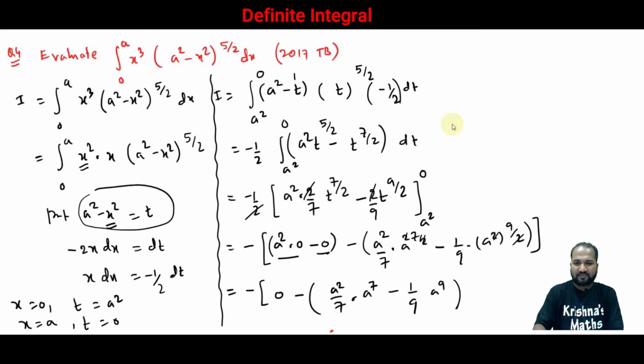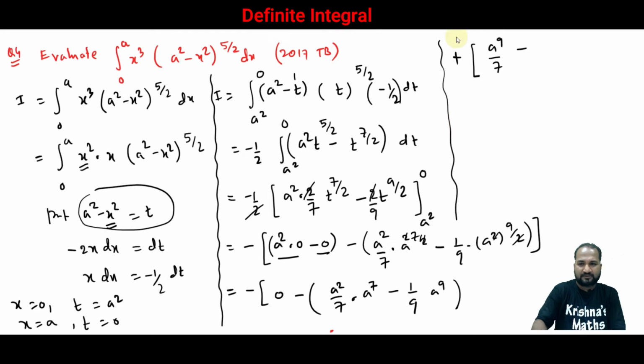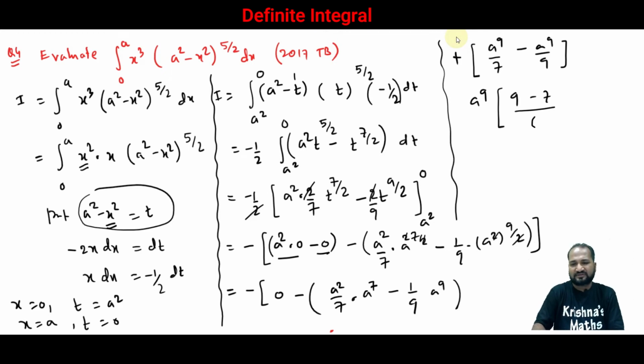So this is equal to minus of minus, and minus of minus will become plus, and this is a raised to 9 upon 7 minus a raised to 9 upon 9. So a raised to 9 is common. This will be 9 minus 7 divided by 63. So this is 2 by 63 into a raised to 9.